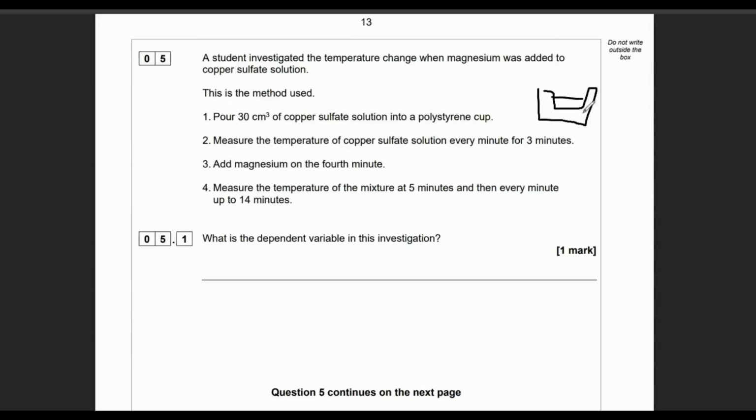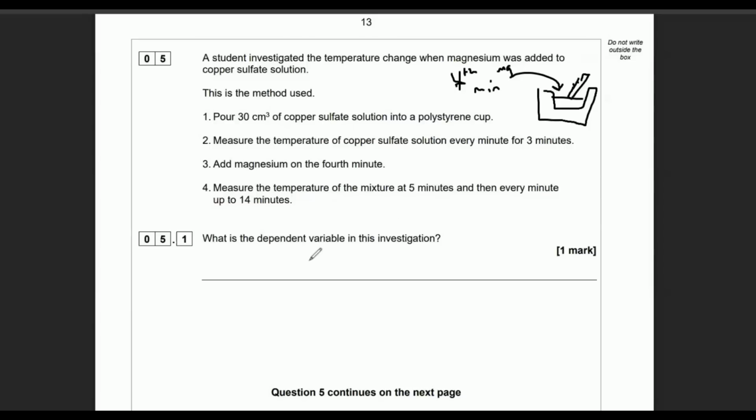So they've put the solution in there. Then they've measured the temperature for 3 minutes. Add magnesium on the 4th minute. I like to do little things so it helps me understand. So on the 4th minute, they've added magnesium. Measure the temperature of the mixture at 5 minutes. So 1 more minute, and then every minute up to 14 minutes.